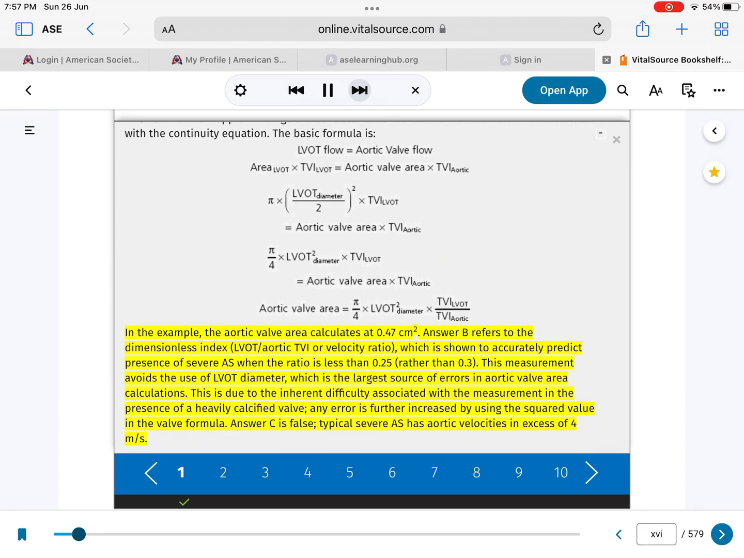Answer B refers to the dimensionless index, LVOT aortic TVI or velocity ratio, which is shown to accurately predict presence of severe AS when the ratio is less than 0.25, rather than 0.3. This measurement avoids the use of LVOT diameter, which is the largest source of errors in aortic valve area calculations. This is due to the inherent difficulty associated with the measurement in the presence of a heavily calcified valve.